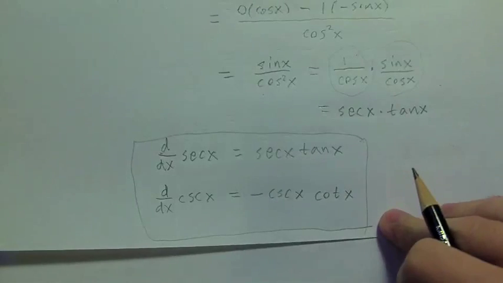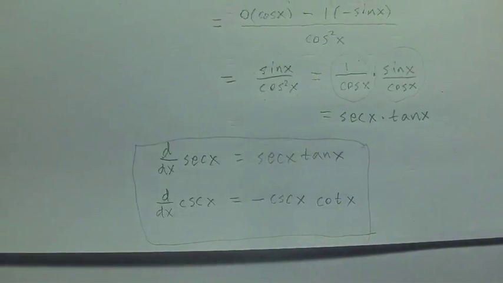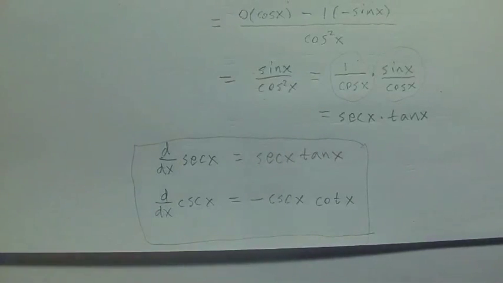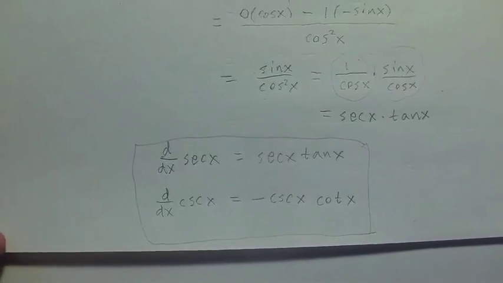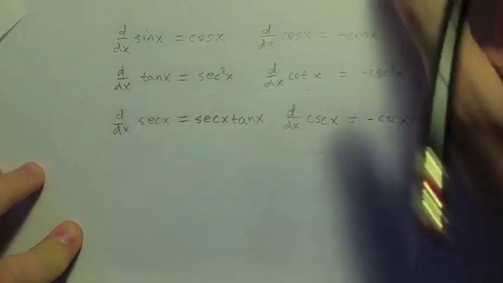Okay. That finishes off our trig derivatives. So let's write them again all in one go so we can take a look at them before we start doing a bunch of examples. Here are the 6 trig derivatives.